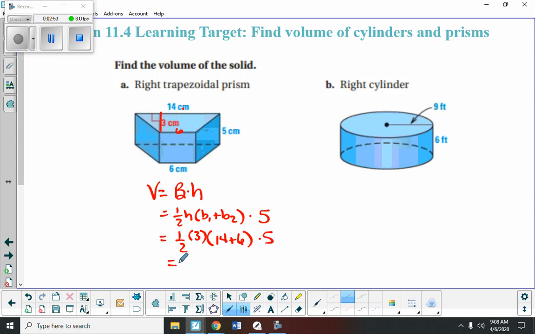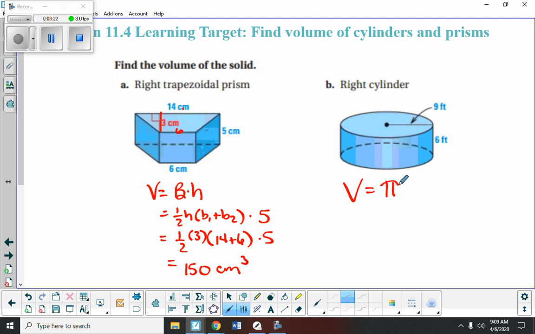Okay, so then we have 30 times 5 is 150. And that would be volume. And volume, you have length times width times height. Basically, that is units cubed. Volume is units cubed.